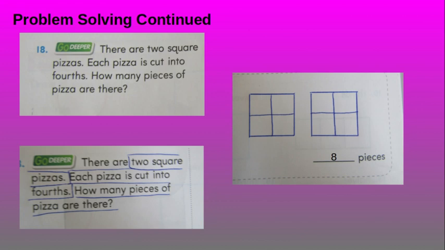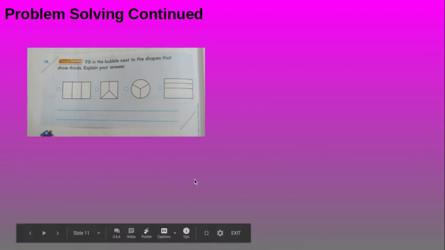All right, time to move on to our last question. It says, fill in the bubble next to the shapes that show thirds. Explain your answer. All right, again, thirds mean they have to be 3 equal parts. So let's look at each of these carefully. The first rectangle has 3 parts, and they're all equal. They're all the same. So I'm going to fill that one in.